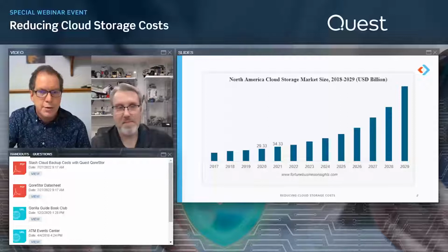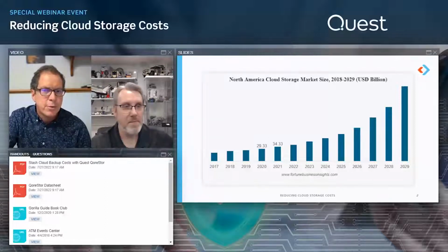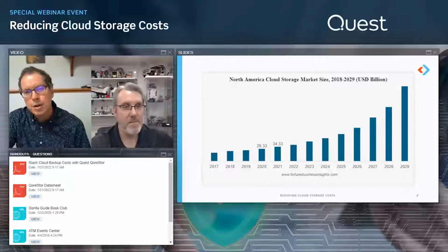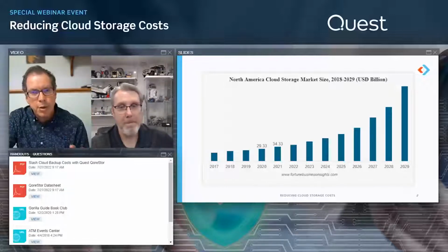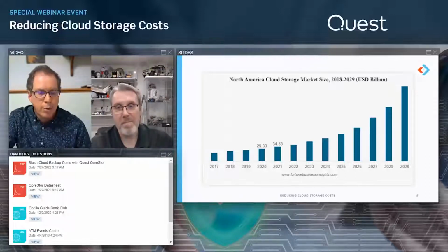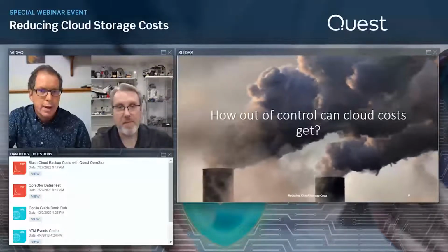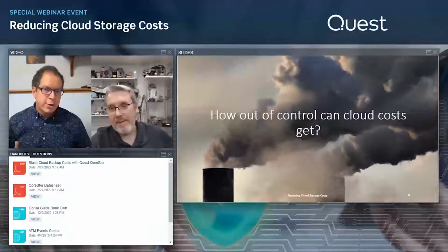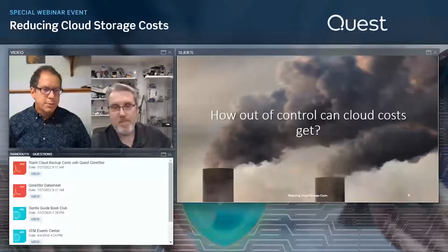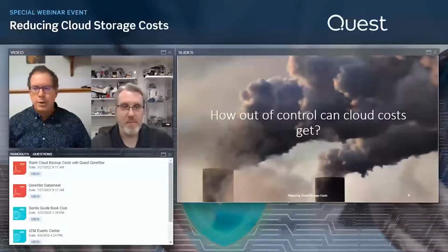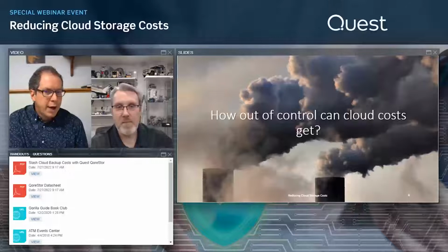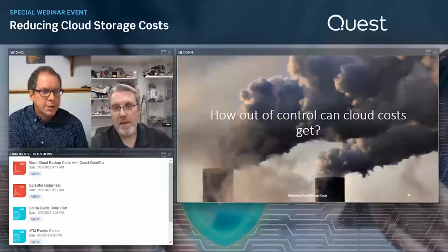One of the biggest drivers here is an increasing volume of unstructured data. So as important as controlling cloud costs has been up until now, it's probably going to get even more important over the next few years. And so, Adrian, in your experience, talking with customers and other industry experts, what have you seen? How out of control can cloud costs get?